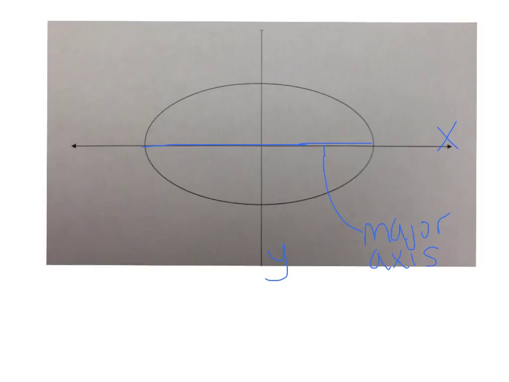Now, as you can see, the smaller axis is our y-axis right here. So this would be called our minor axis. Now, the focus points will be on the major axis, and they're going to be in the same spot, just on both sides of your center. So these are our focus points, kind of like what we had on our parabola earlier. Okay, those are our focus points.